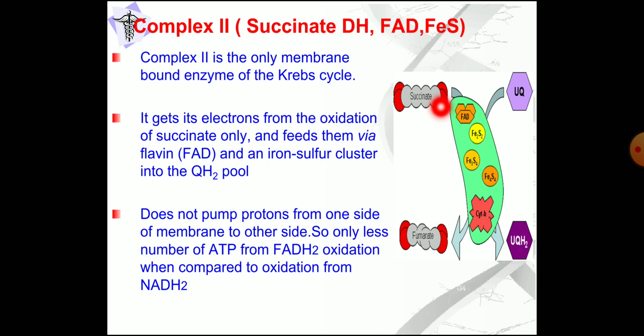Complex 2 is the only membrane-bound enzyme of the Krebs cycle or citric acid cycle. It gets the electrons from the oxidation of succinate only and feeds them via the flavin, that is FAD, and then the iron-sulfur cluster into coenzyme Q to form the QH2 pool. So that is the role. When succinate is converted to fumarate, there is transfer of electrons: first to FAD, and then to the iron-sulfur proteins, and to QH2.